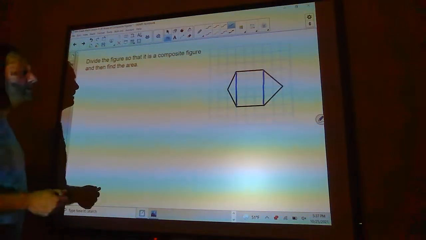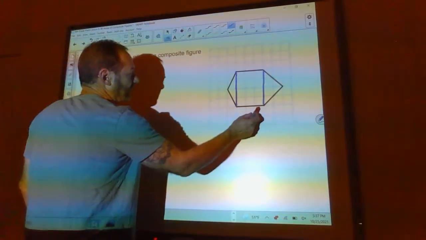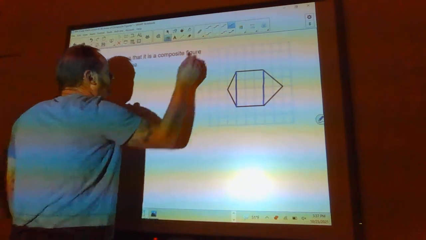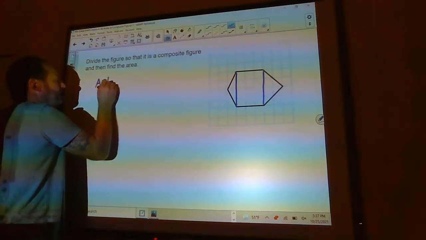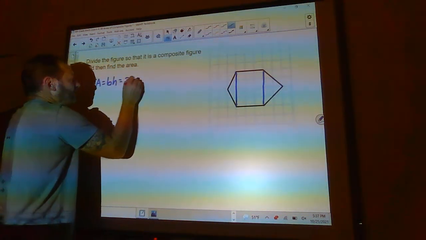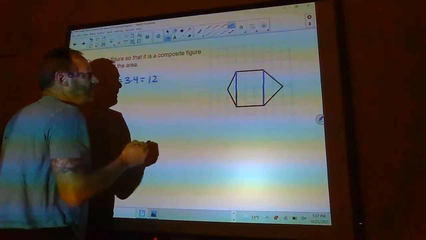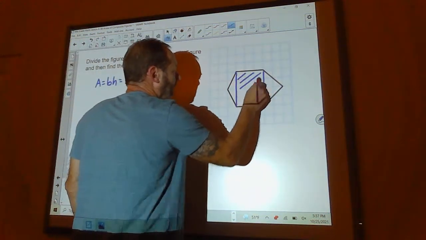Okay? So I've got the rectangle is 3 times 4. So the area of the rectangle is base times height. So that's 3 times 4, which is 12. Okay? So that's this part right here.